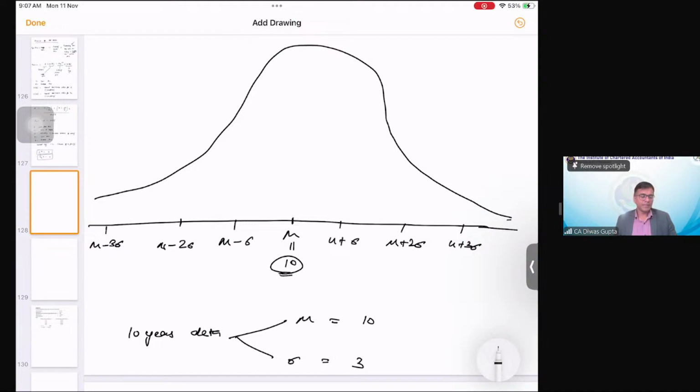Now point number 2 is, if this is 10, then this will become 10 plus 3, 13. Then 10 plus 2 into 3, which is 16. 10 plus 3 into 3, which is 19. Clear? And here it will become 10 minus 3, which is 7. 10 minus 6, right? 2 into 3 is 6, which is 4. And here it will be 10 minus 9, which is equal to 1. Here, these are the absolute values below.